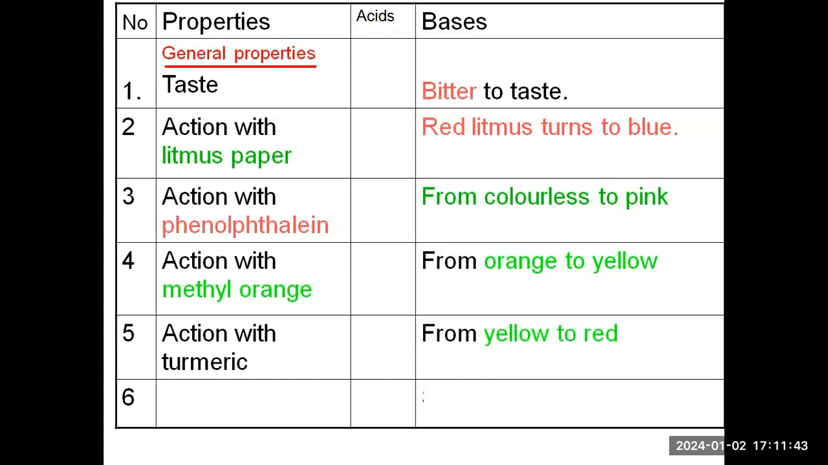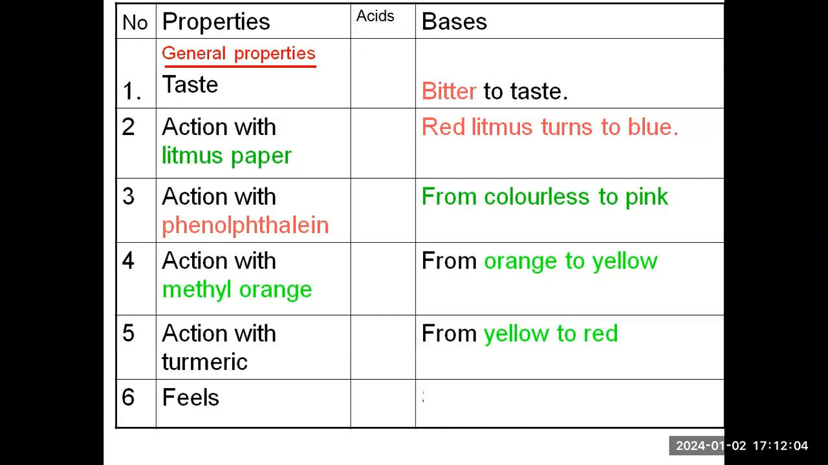The general observation you must have seen: if you have a curry stain on a cloth and you are washing it with soap or detergent, the curry stain, which is yellow in color because of turmeric in it, becomes red in color. Because as I said, soap or detergent, they are basic in nature.